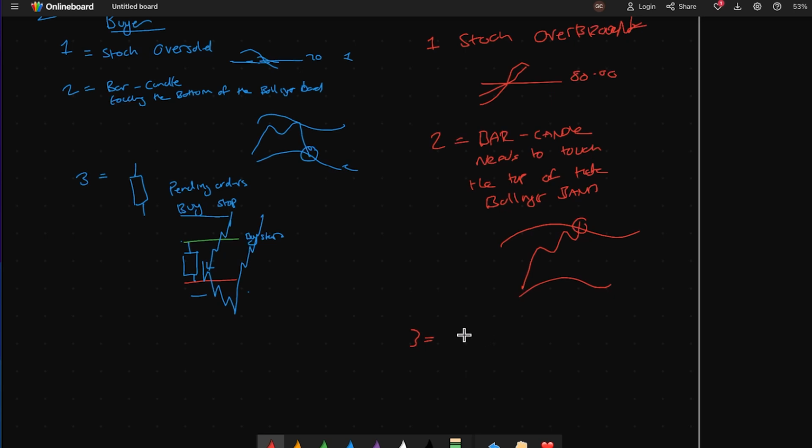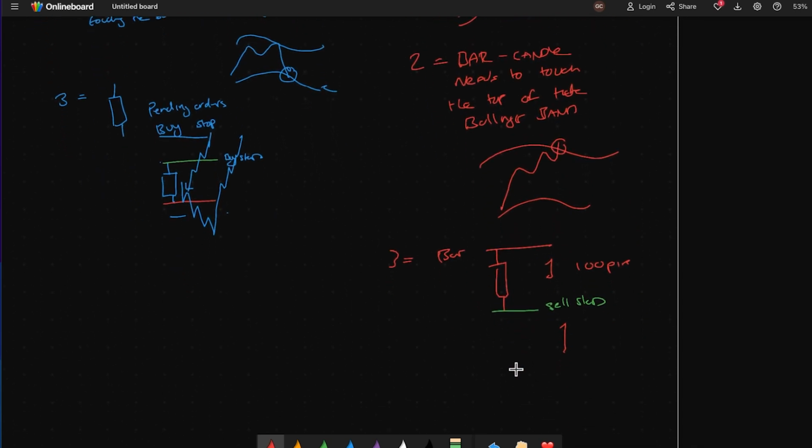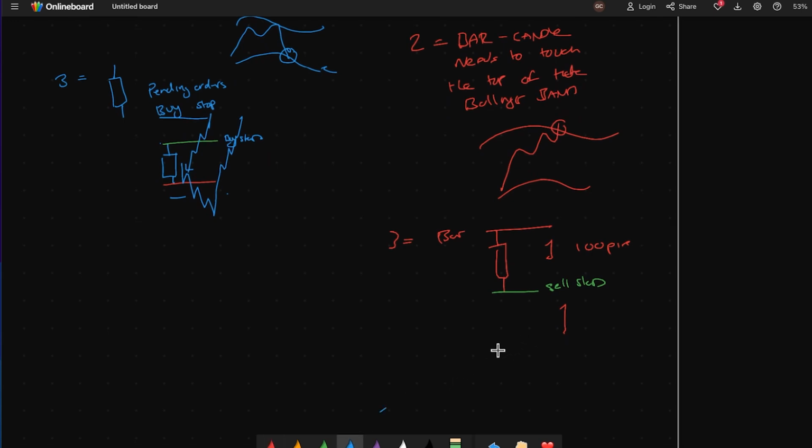And number three, the bar that touches it. If this is the bar, you're going to put a sell stop on the bar low once that bar closes. So it's a pending order. Your stop loss will be here. Whatever this measures, let's say 100 pips, you're going to put a take profit of 100 pips. So that's the rules.